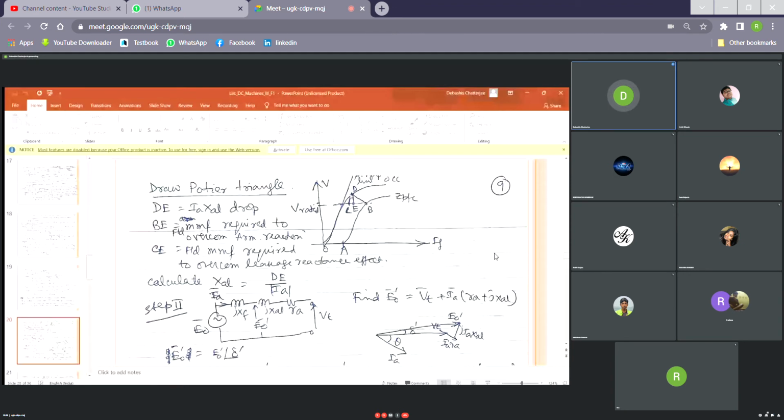Now this voltage is actually the leakage reactance drop of the machine, right? Here, the first step is to draw the Potier triangle, and then you can calculate the leakage reactance because DE is IA XAL. You know the magnitude of IA, therefore XAL you can find out: DE by IA is XAL. So you have found the armature leakage reactance. In step two, you can redraw the equivalent circuit. Here, instead of just having the RA drop, you can have the RA plus jXAL drop, and you can have the internal EMF E0 dash. Because you have already calculated XAL based on the armature current, which is given in the problem, you can calculate E0 dash, that is, plus IA into RA plus jXAL.